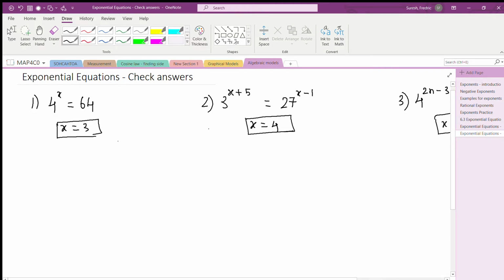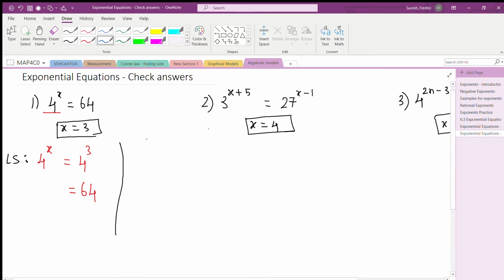And so what we do is we take the left side of the equation that we have. The left side is 4 to the power of x. So what I now do is I take the x value of 3. X value of 3 gives 4 to the power of 3, and I substitute that and I get 64.